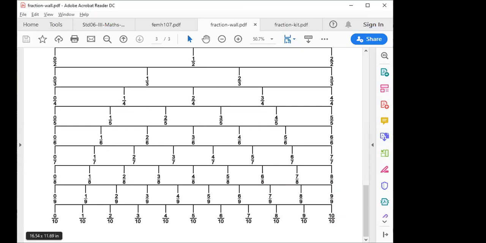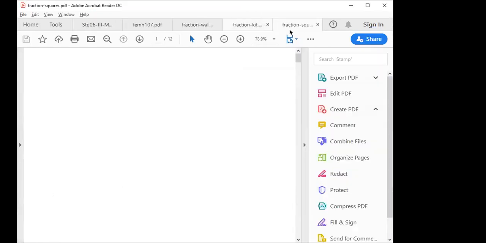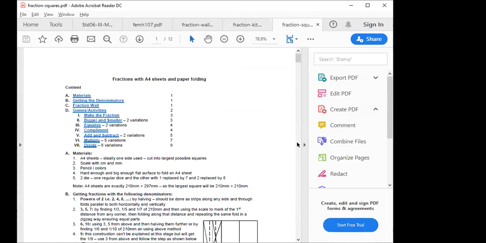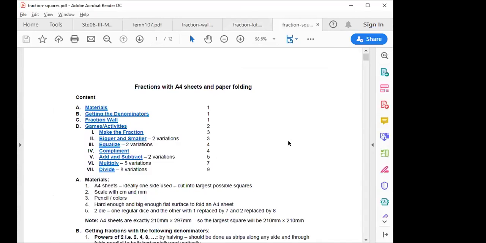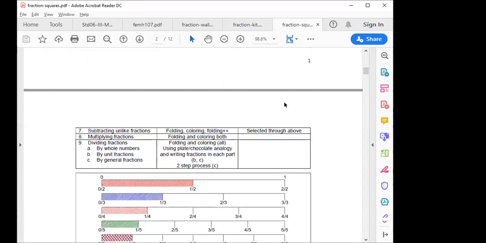And I believe this was also shared, but it doesn't have the fraction squares. So fraction squares is, I believe, also shared with you. And this is a much fuller documentation. It has all the activities and everything.